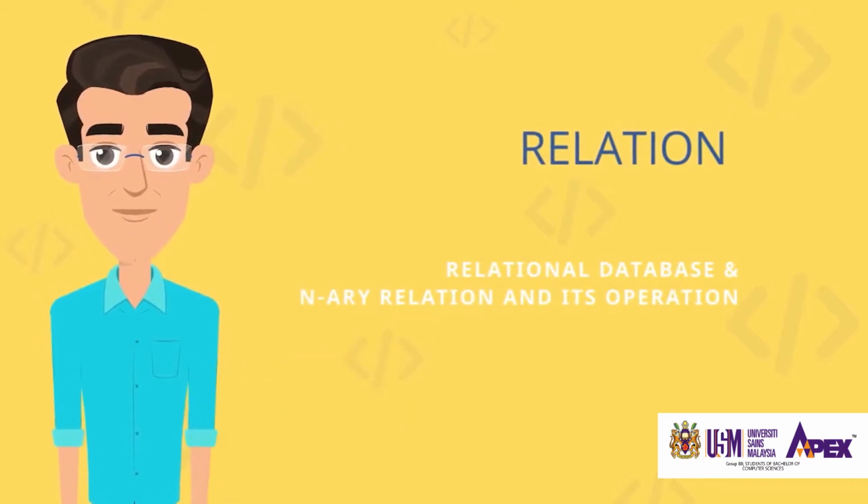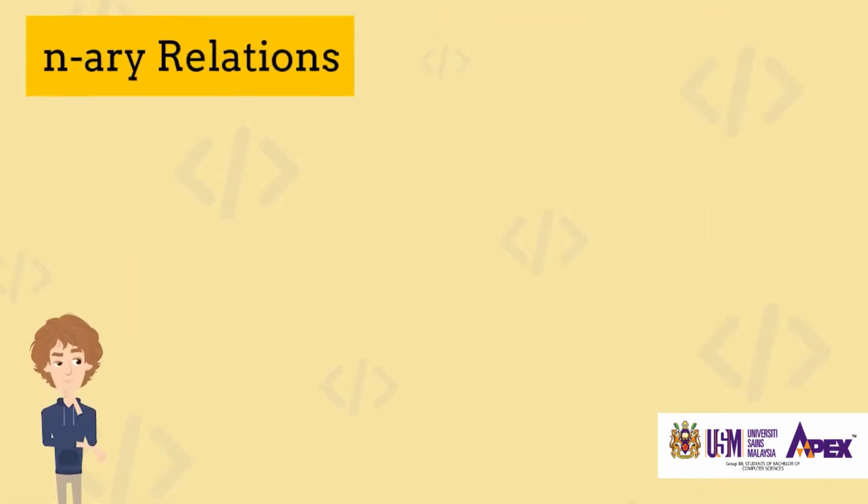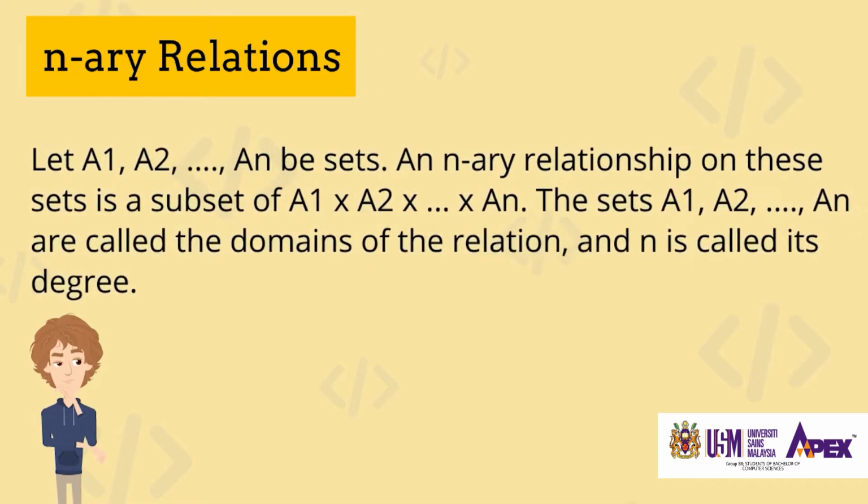For this part, I want to talk about relational databases and n-ary relations and their operations. N-ary relations: let A1, A2 to An be sets. An n-ary relation on these sets is a subset of A1 cross A2 cross to An. The sets A1, A2 to An are called the domains of the relation, and n is called its degree.